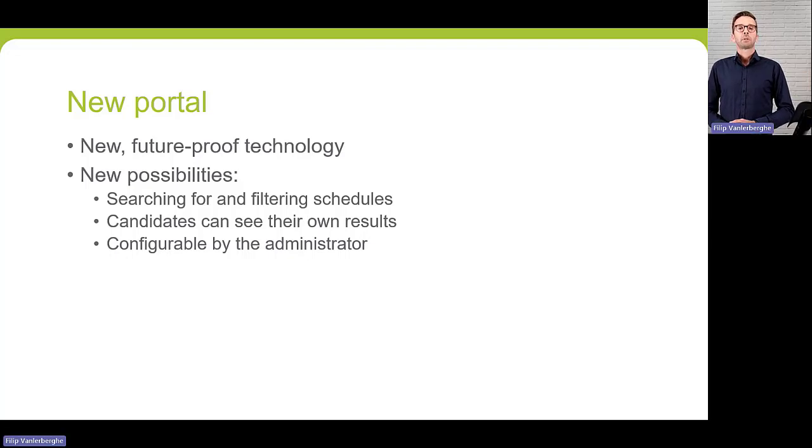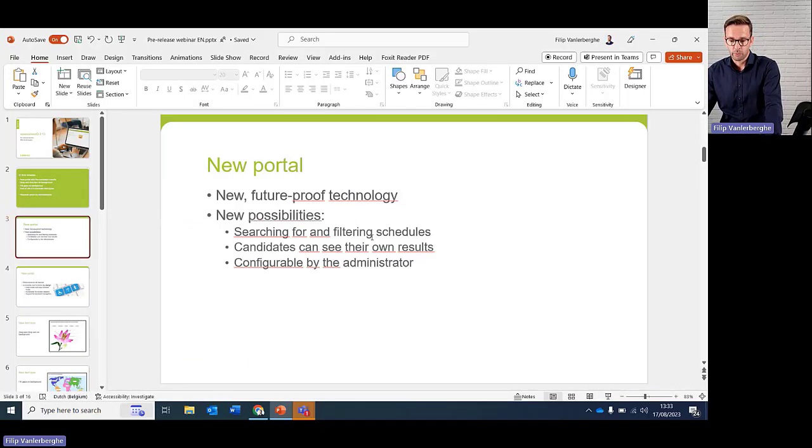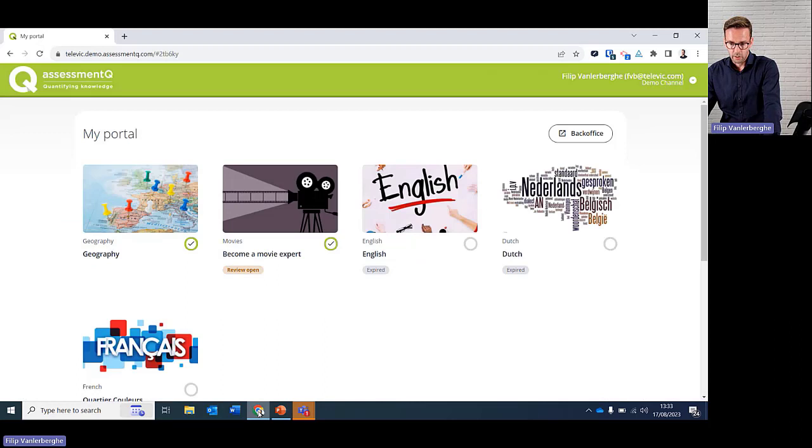We have also added the possibilities for candidates to see the entire history of their own results. Of course, you as an administrator or as a scheduler can define which results can be displayed on the portal. So as you will see in a minute, the portal is completely configurable by the administrator according to the needs of your organization. Let's have a look at this new portal. What does it look like?